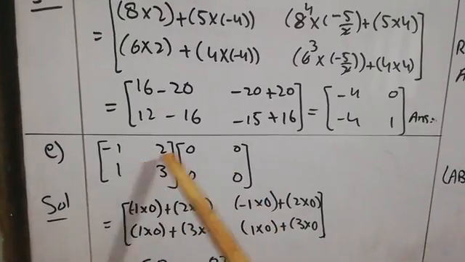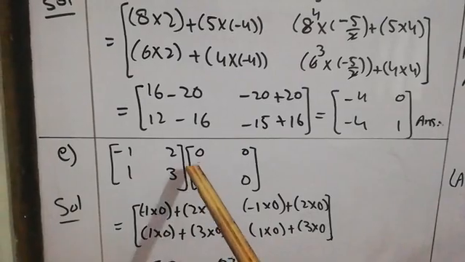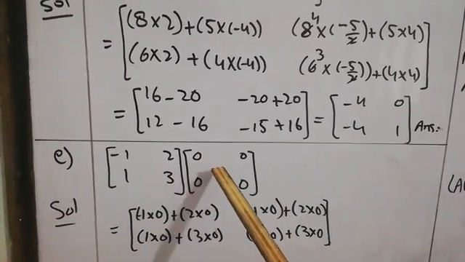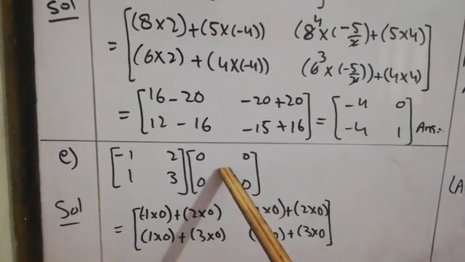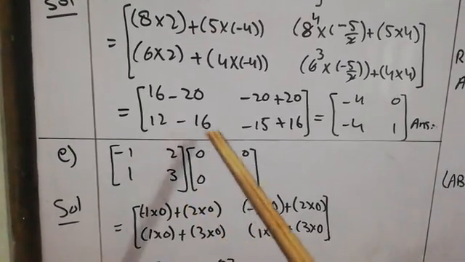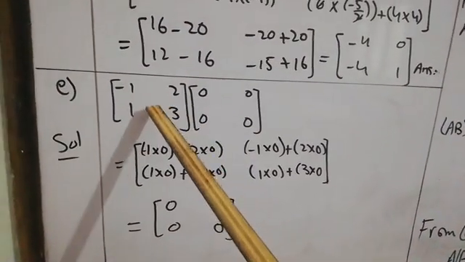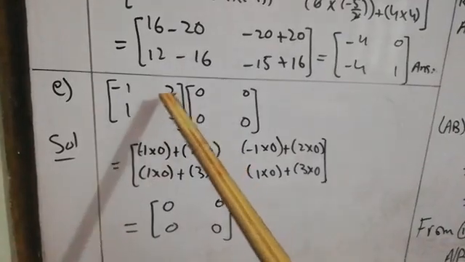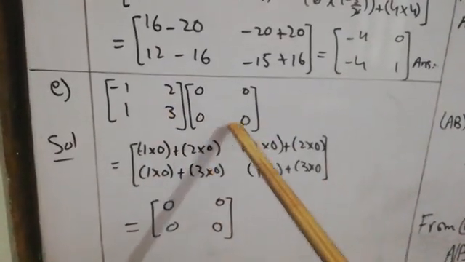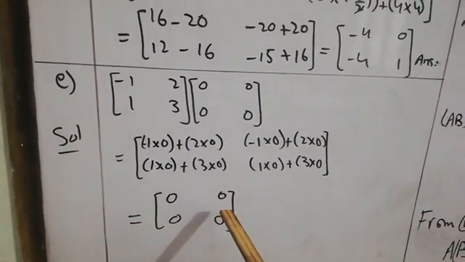In these matrices, the second matrix is the null matrix because all the entries are equal to 0. You know the rule: when we multiply any number by 0, the answer is equal to 0. Like this method, our solution is also the null matrix. When we multiply minus 1 by 0, 2 by 0, 1 by 0, 3 by 0, we get 0. So we will write here all the entries as 0. The answer is also the null matrix.